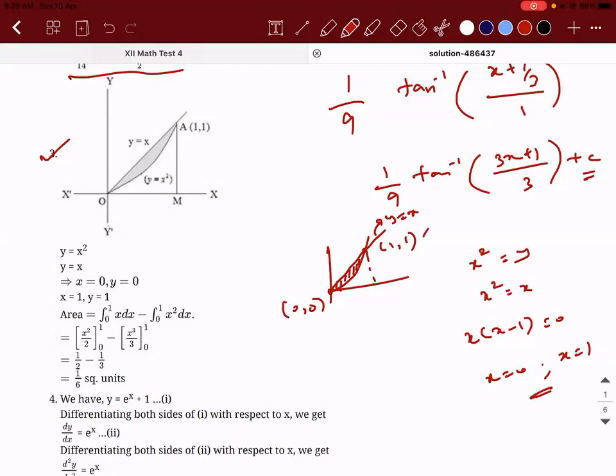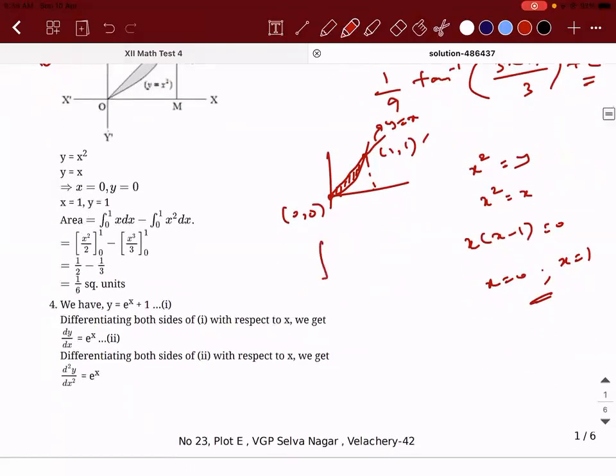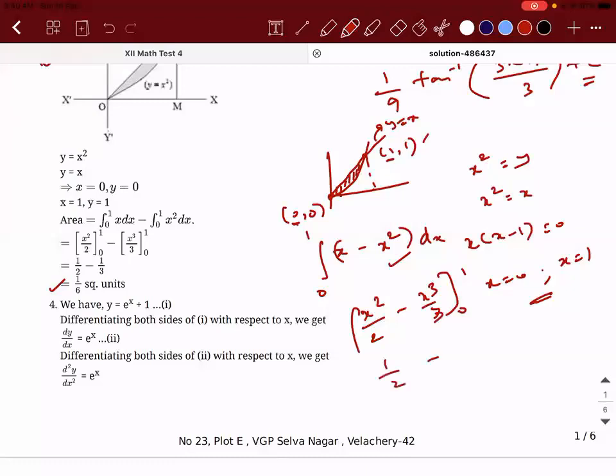So these things are simple. It is integral of 0 to 1 upper curve minus lower curve times dx. So when you solve this, you will get 1 by 6 units. Let's try to solve this and see: x square by 2 minus x cube by 3 between 0 to 1. Okay, 1 by 2 minus 1 by 3, 3 minus 2, so it is 1 by 6, correct. So 1 by 6 square unit is the answer.